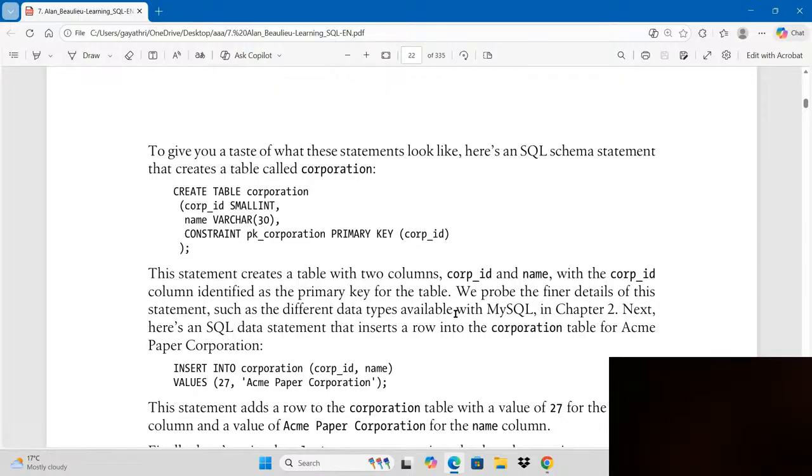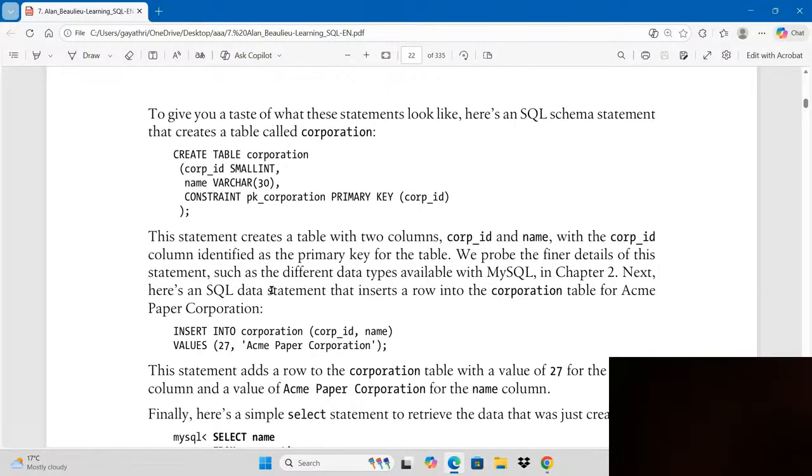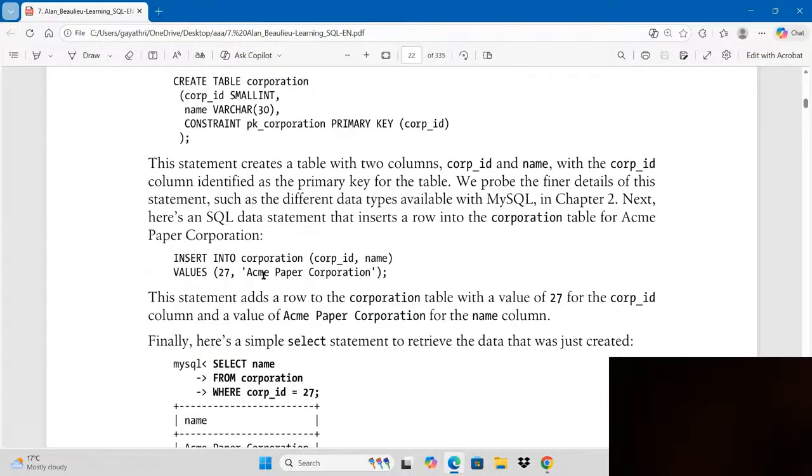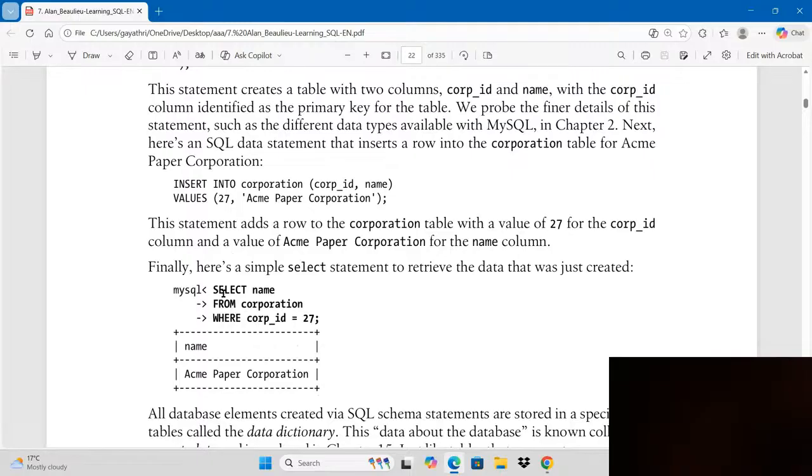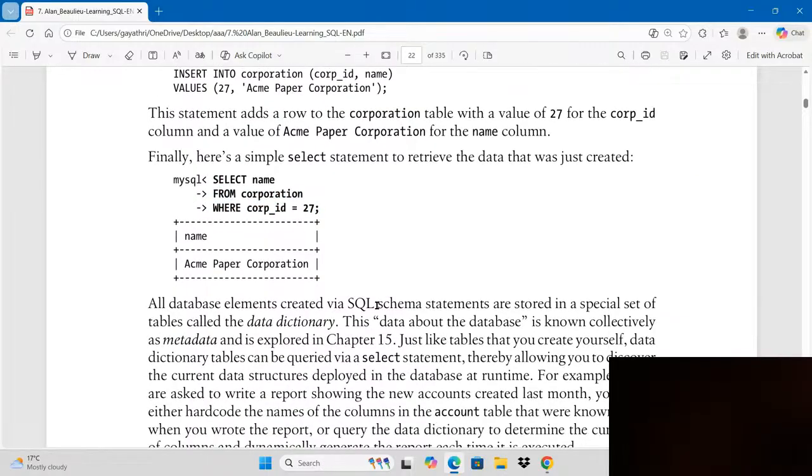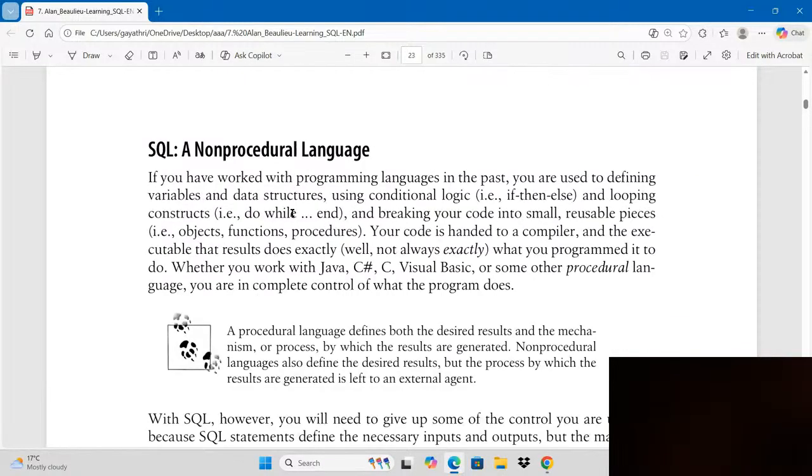There are different types available. And then it's chapter 2. Next, after creating the table, we will insert the data, entering the information we have: corporate ID, name, values, all this will be entered. And when we fetch, we will fetch after inserting the data. SQL is a non-procedural language.